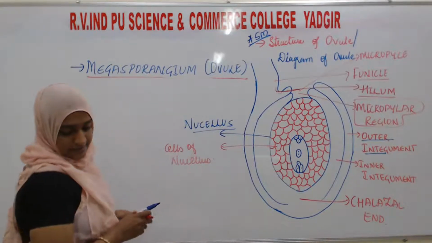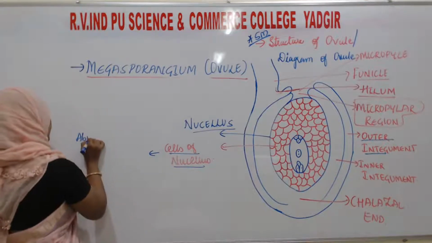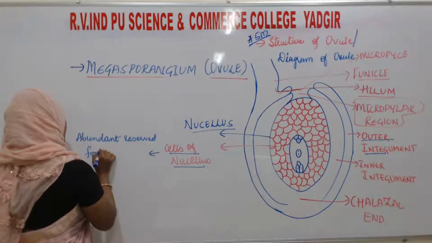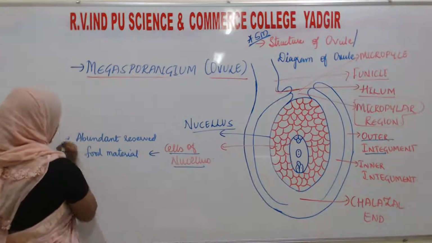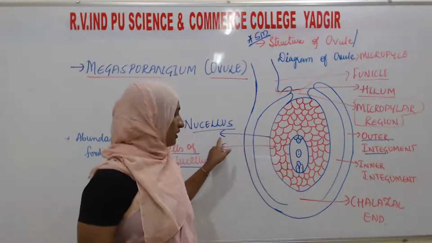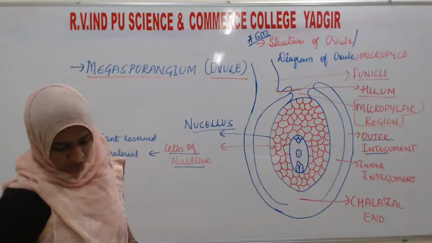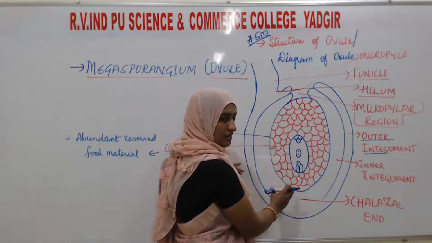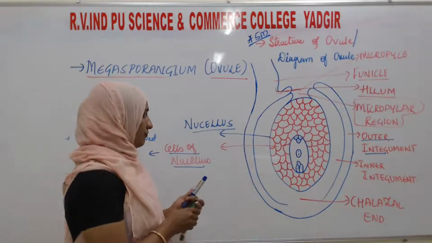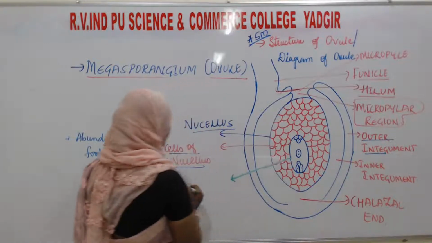These cells of the nucleus have an abundant reserve food material. The cells in this structure have a very large amount of reserve food material. At the center of this nucleus there is a female gametophyte. What is located over here? It is the female gametophyte, or you can also call it the embryo sac.